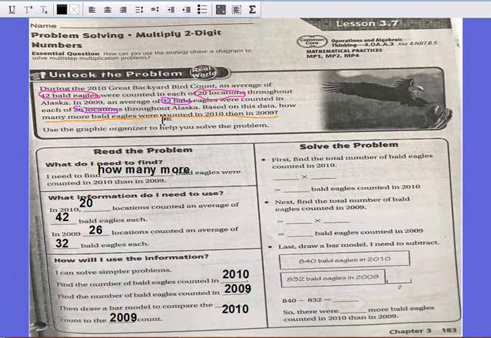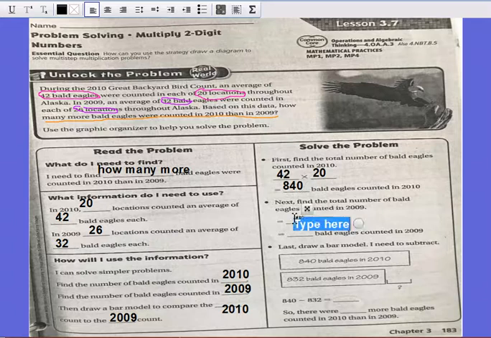Okay. So first, we need to find the total number of bald eagles counted in 2010. So if we come up here, 2010 is the pink. So I have 42 bald eagles, and I'm going to take that times 20 locations. Okay, so 42 times 20 is going to be 840 bald eagles counted in 2010. Do you see how you have to do 2 steps here? First you have to figure out how many you had in 2010, and then you have to figure out how many you had in 2009.